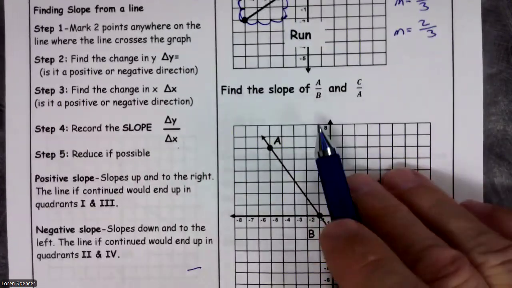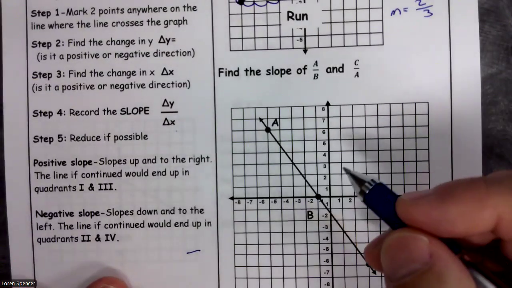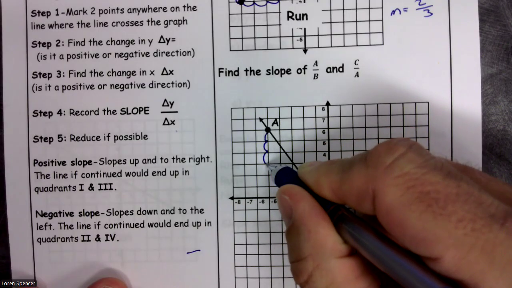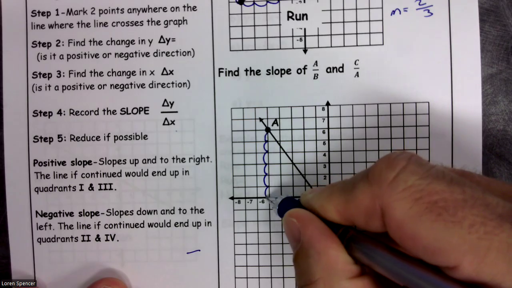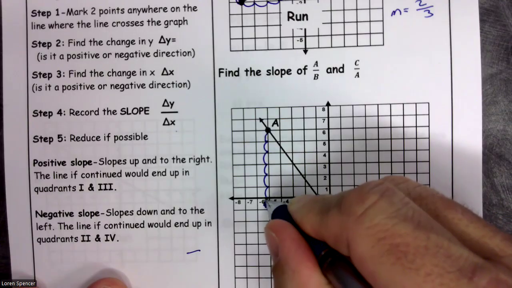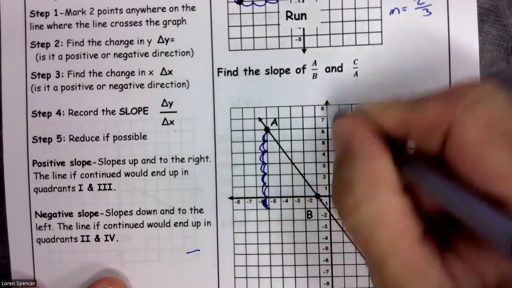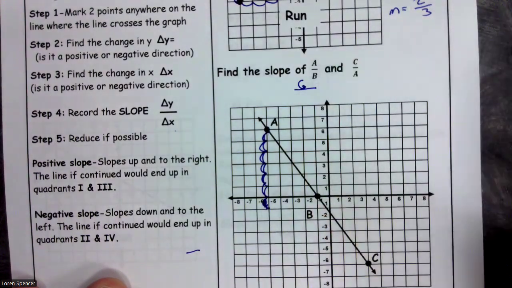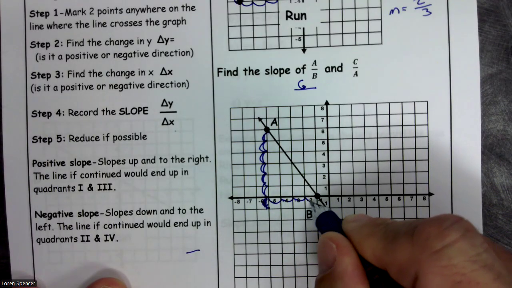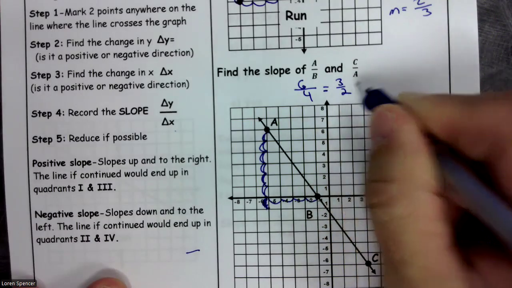So it says, find the slope of A over B. If I'm doing A over B, I'm going 1, 2, 3, 4, 5, 6, 7. Oops, excuse me, I miscounted. Let me do that again. 1, 2, 3, 4, 5, 6. 6, and then 1, 2, 3, 4. 6 over 4 reduces to 3/2.